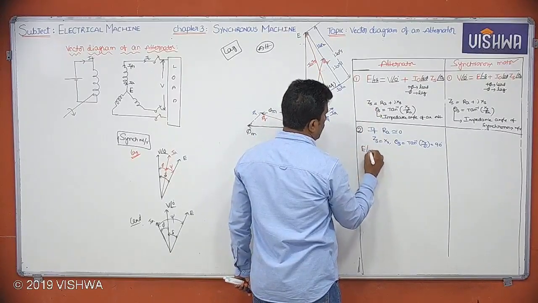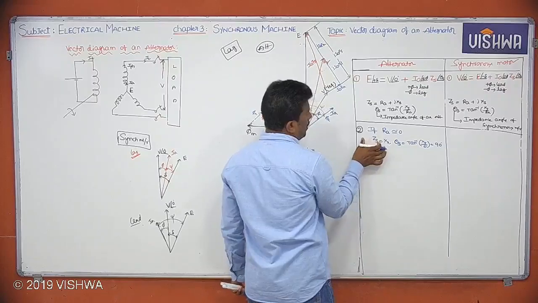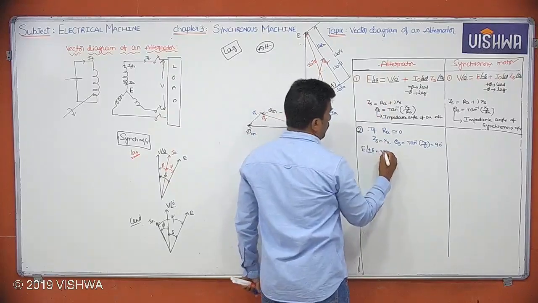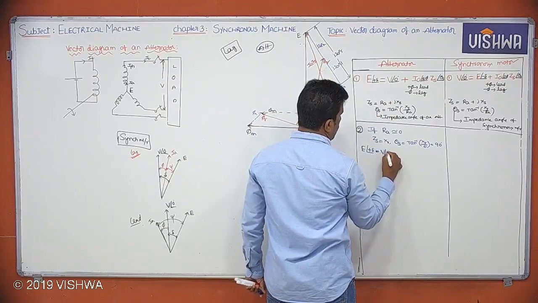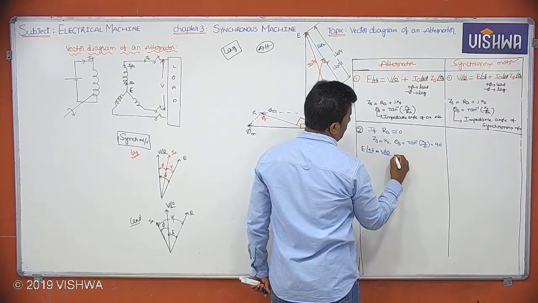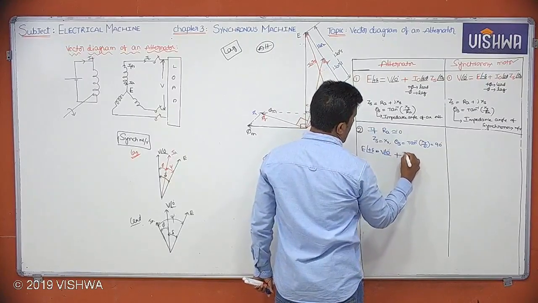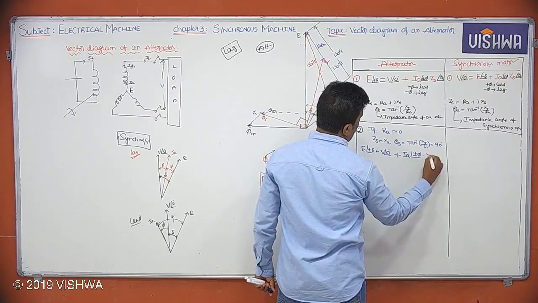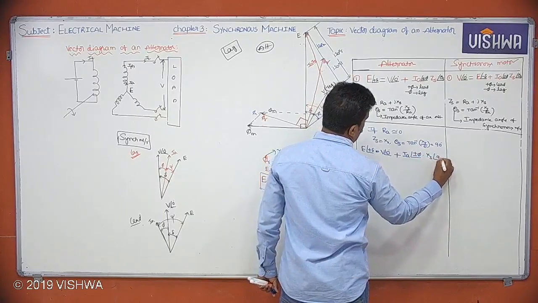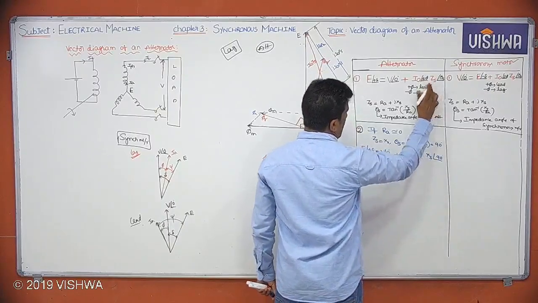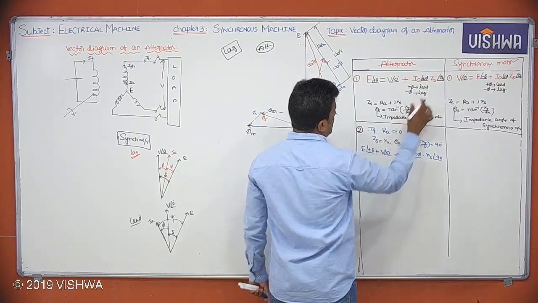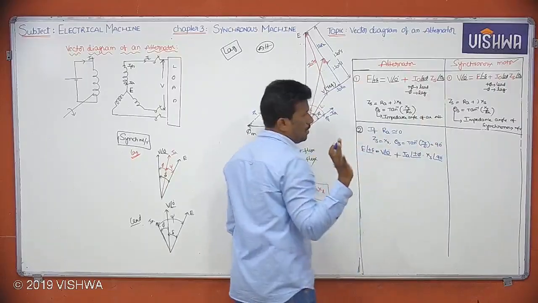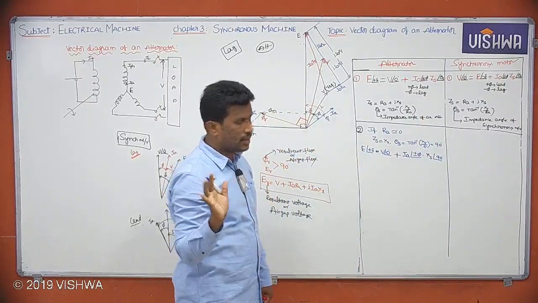So at that time, how does this formula become? E at an angle of plus delta, I'm just writing formula number 2 for alternator, equals V at 0, plus Ia at an angle of plus or minus pi into XS at an angle of 90 degrees. In place of ZS, I wrote XS. In place of theta S, I wrote 90 degrees. That's it. This is a very simple modification, right?